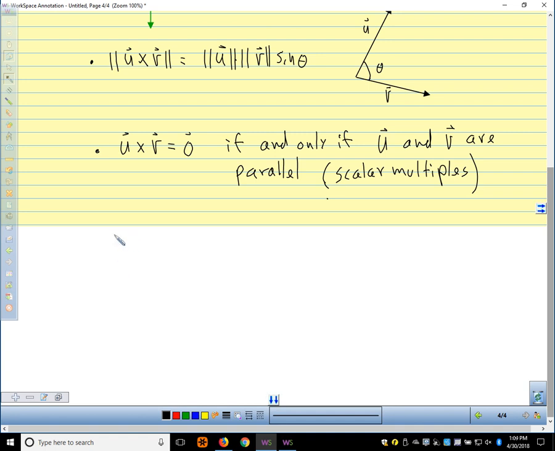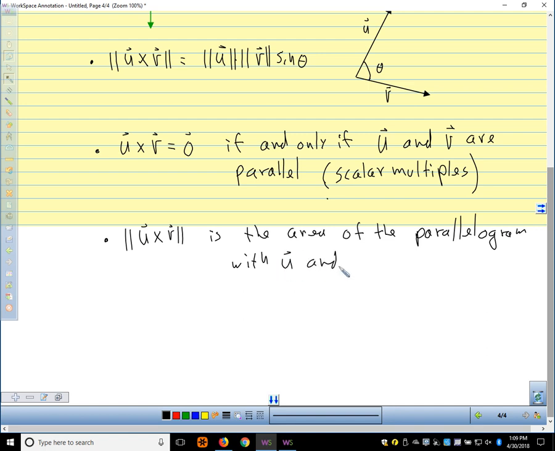And finally, the magnitude. This one is the one that ends up being applied in all kinds of different ways. The magnitude of U cross V is the area of the parallelogram with U and V as adjacent sides.